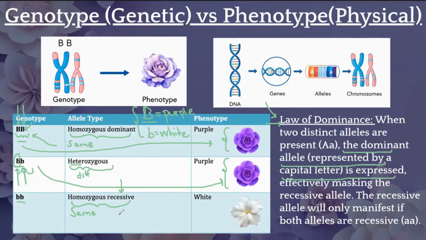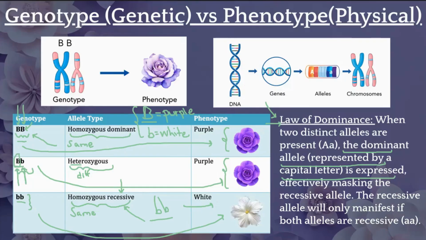Now, what if we have homozygous recessive? Homozygous recessive means the same, meaning two lowercase letters. When we have two lowercase letters, which is little b, basically that means we have the same lettering. We don't have the big B to mask it. Therefore, the little b can be expressed because there's nothing masking it, and it would present itself as white.